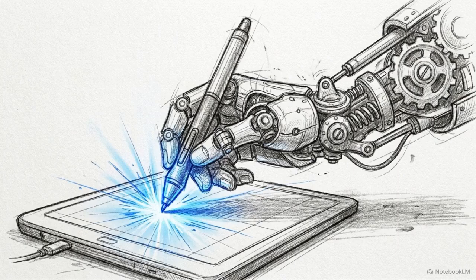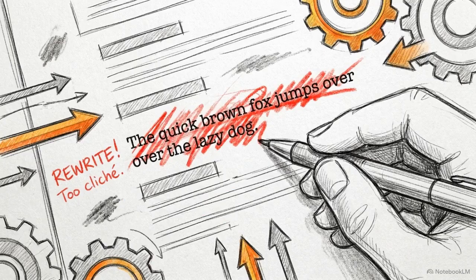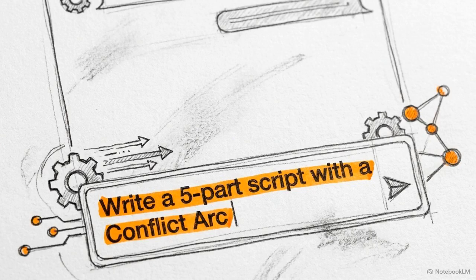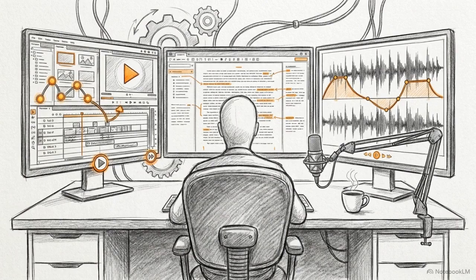AI provides the mechanical leverage to produce content, but human curation of the ideas remains the irreplaceable element of a successful channel. The tools are ready. Check Google Trends for a breakout niche, open Gemini to build your first arc, and start the full assembly process today.